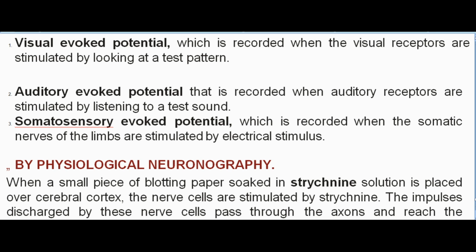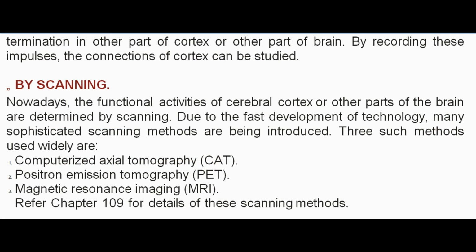By physiological neuronography. When a small piece of blotting paper soaked in strychnine solution is placed over cerebral cortex, the nerve cells are stimulated by strychnine. The impulses discharged by these nerve cells pass through the axons and reach the termination in other part of cortex or other part of brain. By recording these impulses, the connections of cortex can be studied.